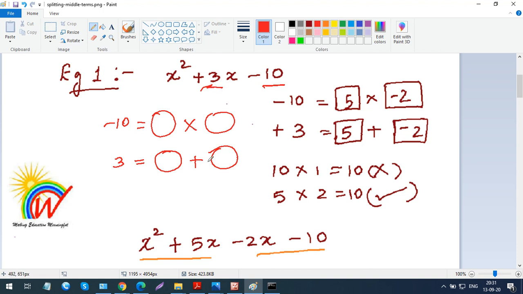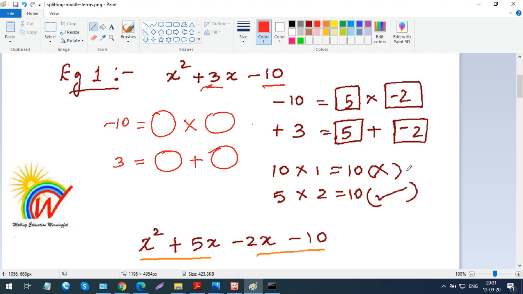the same two numbers. Now, I can get 10 in two ways: 10 into 1 is 10, and 5 into 2 is also 10. I will check which one will work. If I do 10 plus 1 or 10 minus 1, I am not going to get 3 in any way. So I will rule this out.